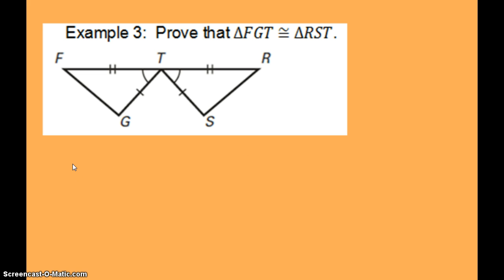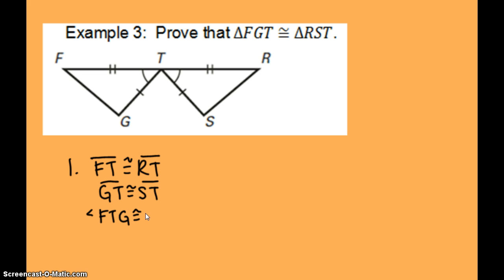I'm going to do a 2-column proof, and first off I'm going to say that FT is congruent to RT, and I know that GT is congruent to ST, and I know that angle FTG is congruent to angle RTS. And all of those reasons are given because looking at the picture I can see this side and this side are congruent, this side and this side are congruent, and their included angles are congruent.